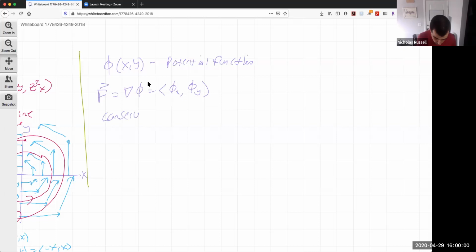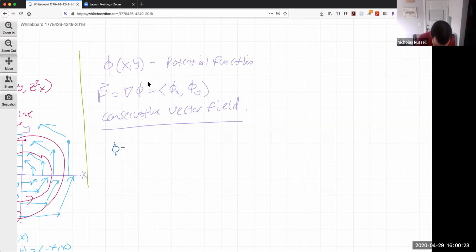So a conservative vector field, in its most basic form, is: you have a conservative vector field if there is a potential function phi such that the gradient of it is equal to our vector field. Now, for instance, what does this look like? What do I mean by that?